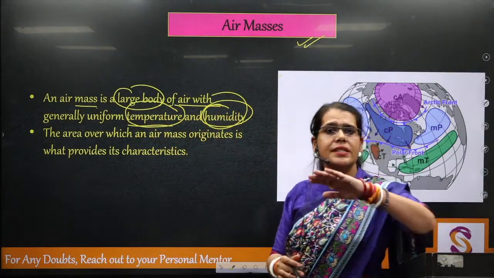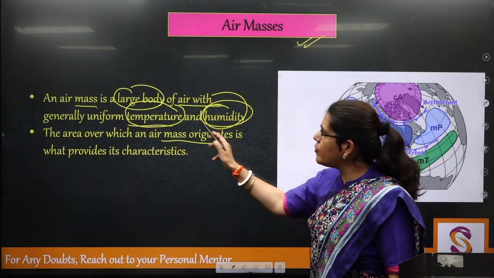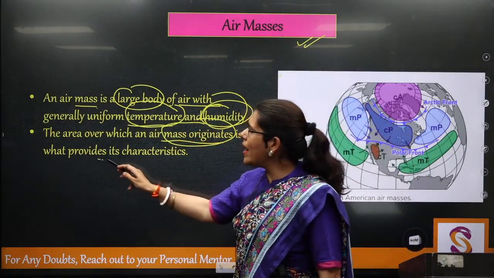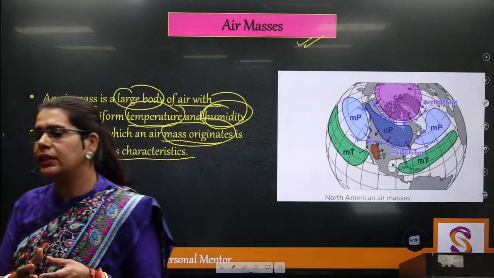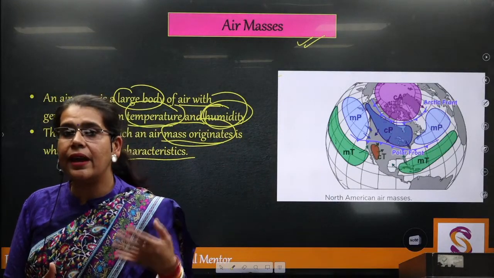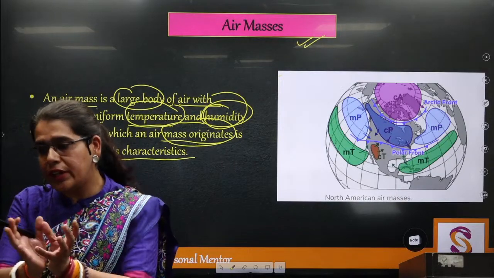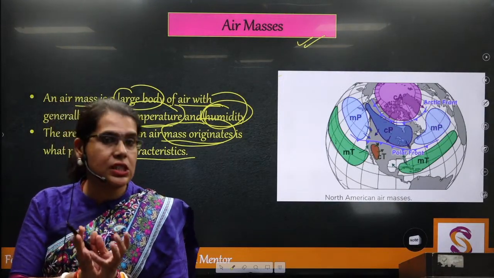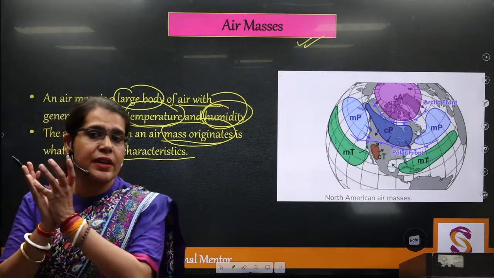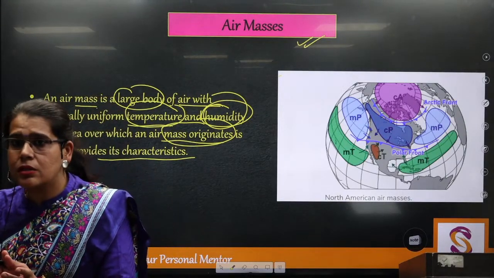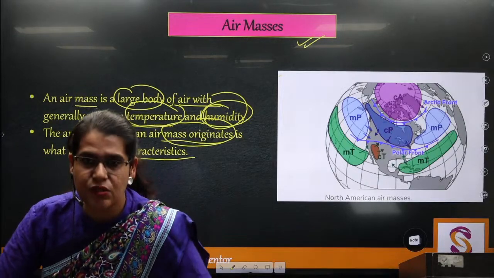ठीक है, टेम्परेचर कांस्टेंट है एक large air parcel में, so that is an air mass. Simple. The area over which the air mass originates is what provides it the characteristics of the air mass. Now the air mass can originate over the continental areas. Okay, it can also originate over the maritime areas. Very good. So wherever it is originating, it would take its characteristic. So for example, if the air mass is originating over the open waters, it would definitely have more moisture, right? Whereas when it is originating over the dry continental areas, it would be drier in nature, right? So it will take the characteristics of the place from where it is originating.